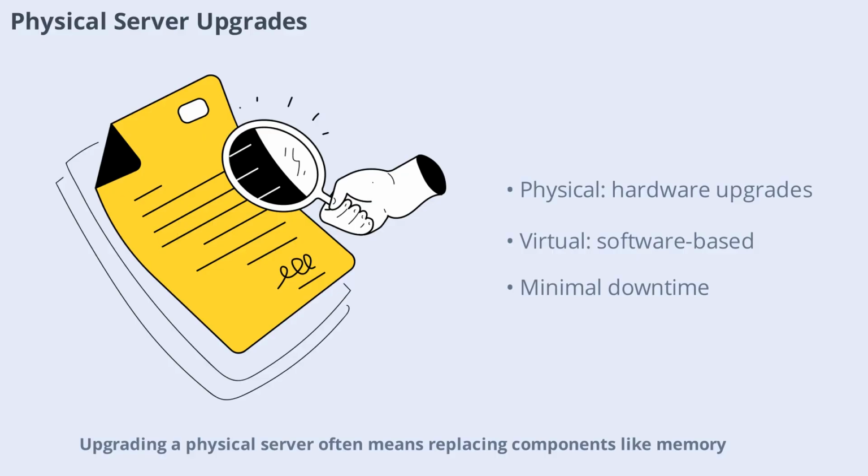Upgrading a physical server often means replacing components like memory, storage, or CPUs. This can be disruptive, requiring downtime and careful planning. In contrast, virtual servers can be upgraded by simply allocating more resources through software with little or no interruption to services.